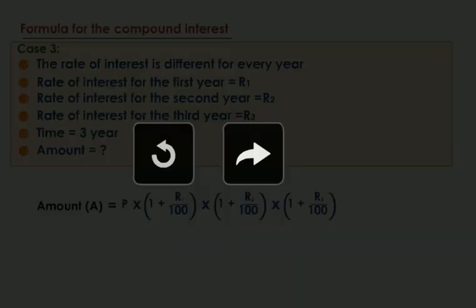Now let us look at a few examples. The first one reads, calculate the compound interest on rupees 8,000 for 2 years at the rate of 6% per annum. Let us look at the solution.